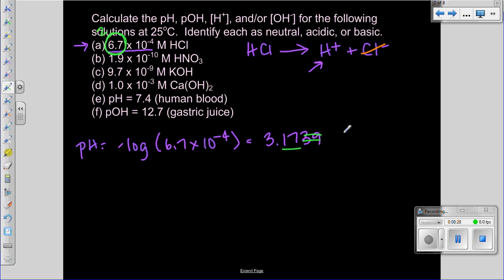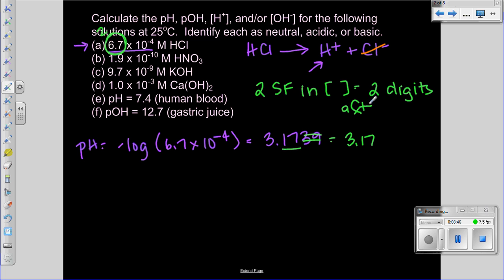So our pH would be 3.17. Once again, if you have 2 sig figs in the concentration, you're going to have 2 digits after the decimal for pH. And we'll keep reminding you of that, so you don't need to worry about that. Okay, so 3.17 is our pH for A.